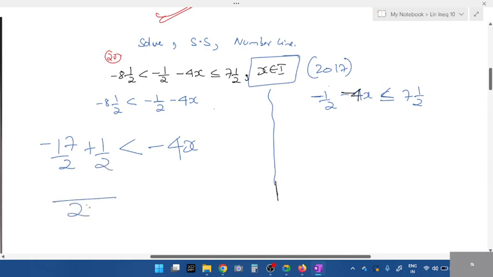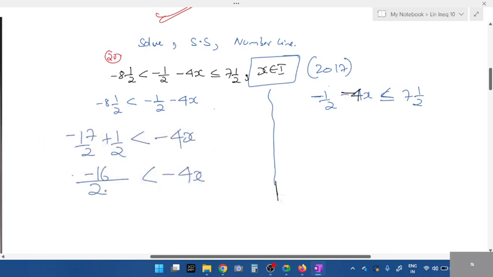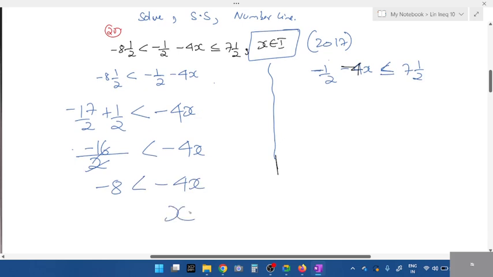The LCM is 2 here. Minus 17 plus 1. How much is minus 17 plus 1? 16. Less than minus 4x. Next, 2 eights are 16. It goes 8 times. You have minus 8 less than minus 4x. Now, which one do we need to shift to the other side? X is on the right hand side. Keep it as it is.